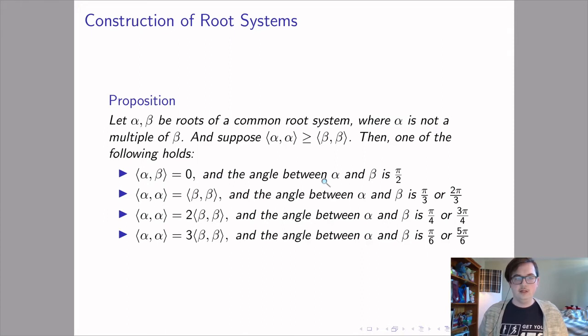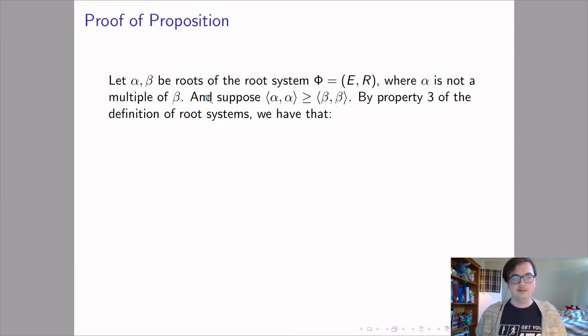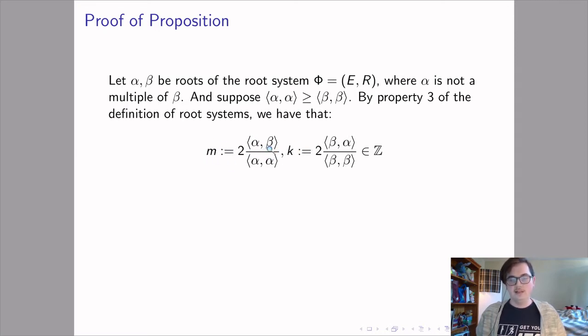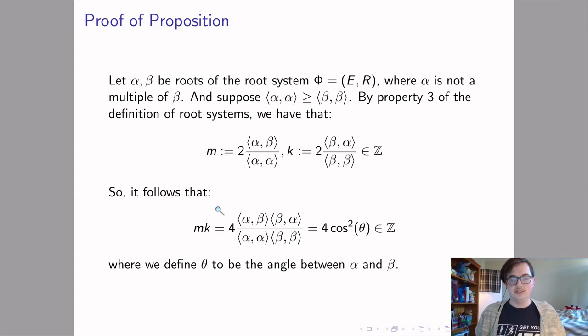Okay, so we'll actually go through the proof of that proposition now. So if we take alpha and beta to be any two roots of the root system phi, where alpha is, again, not a multiple of beta, and we suppose <alpha, alpha> is bigger than <beta, beta>, then by property 3 of the definition of root systems, we have these two values m and k, as defined in the definition, and they're both going to be integers. And because they're integers, we can multiply them together to get another integer. So here we'll have 4, so 2 times 2, and then this whole expression.